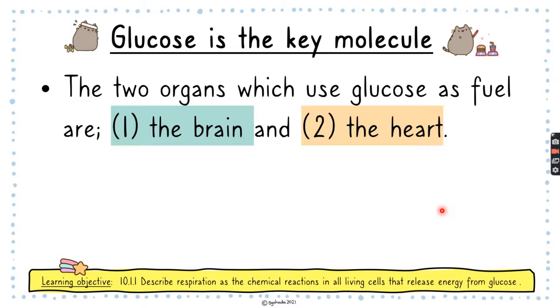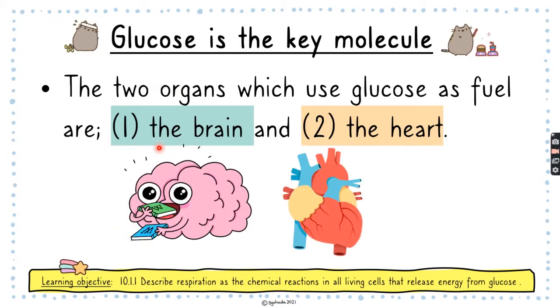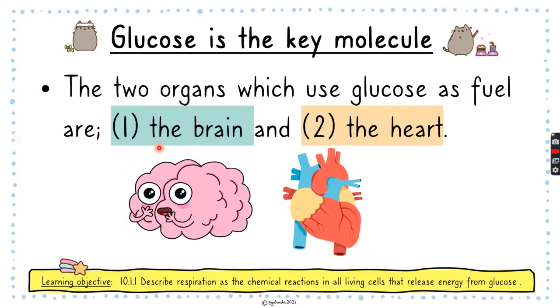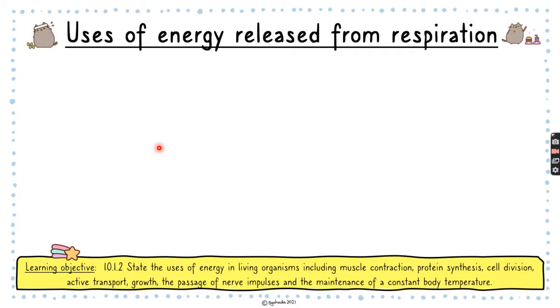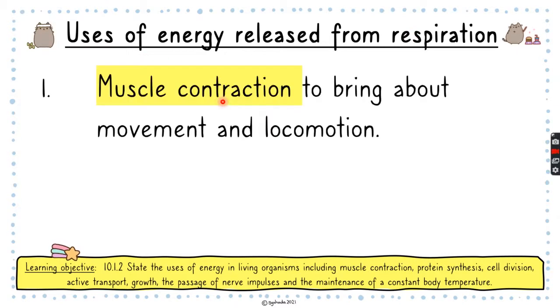All right, so the reason glucose is very, very important is because the 2 organs which use glucose as fuel are your brain and your heart. They can only use glucose to release energy, so that is why glucose is an important molecule for respiration. All right, and what is that energy from respiration used for? Then we're going to talk about that one by one.